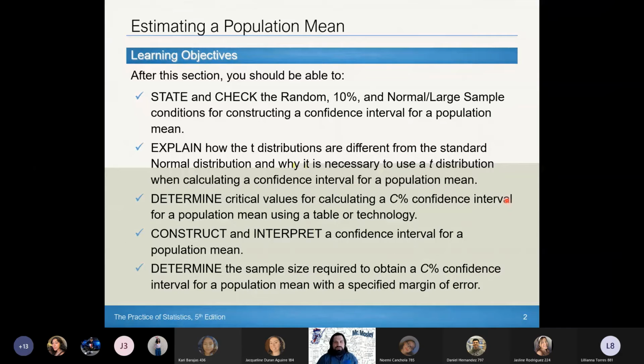Explain how the t-distributions are different from the standard normal distribution and why it is necessary to use a t-distribution when calculating a confidence interval for a population mean. We need to determine critical values for calculating a C% confidence interval for a population mean using a table or technology. We want to construct and interpret a confidence interval for a population mean. We need to determine the sample size required to obtain a C% confidence interval for a population mean with a specified margin of error. All right, so those are the goals for today. Hopefully we'll get to see all of them.